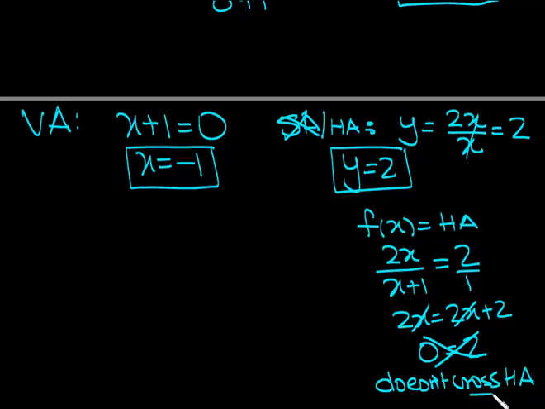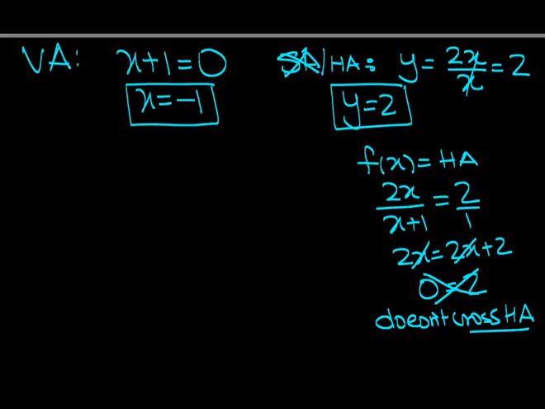If you get something inconsistent like that, that means there's no way it's going to cross the horizontal asymptote. There's no value of the function that's going to equal 2. Okay? Alright, so we are done with that. Let's go ahead and graph this.